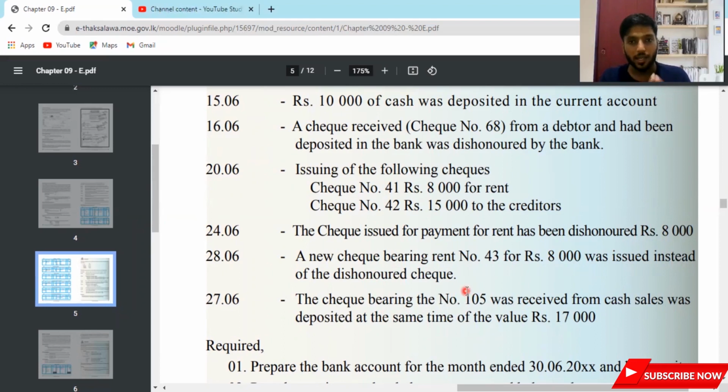The check bearing number 105, received from cash sales, was deposited at the same time, of value rupees 17,000. Now here I can either take the cash book and combine it with the bank account, or I can take different ledger accounts and do the cash account differently and the bank account differently. So here I'm going to teach you the bank account completely separate from the cash account. If you have done the cash account and bank account together in school, that's completely correct.